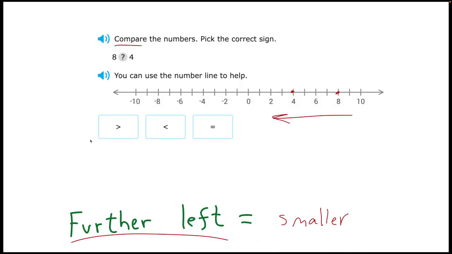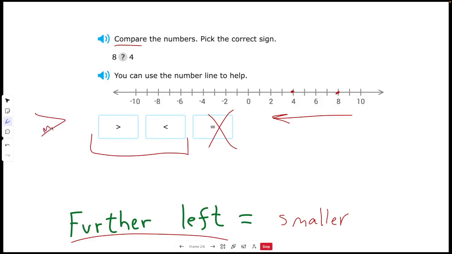Now, these are called inequality symbols, because 8 and 4 are not equal, right? Equal is not correct. So the way these work is think of them as a hungry monster. The monster has sharp teeth, it has some eyeballs, and the monster is always hungry. It wants the bigger number here. And so in this case, it will eat the 8 because 8 is bigger. And so this is our correct answer.